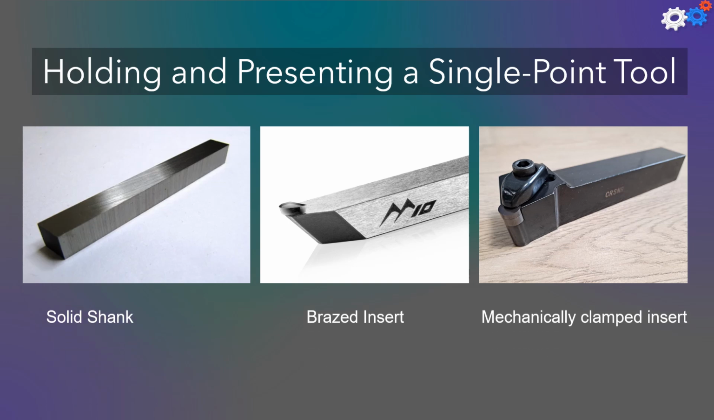There are several ways for holding and presenting the single point tool, including the solid shank, which is typically made of high-speed steel, and also can be done as a brazed cemented carbide insert, and finally as a mechanically clamped insert for the carbide, the ceramics, and other very hard tool materials.